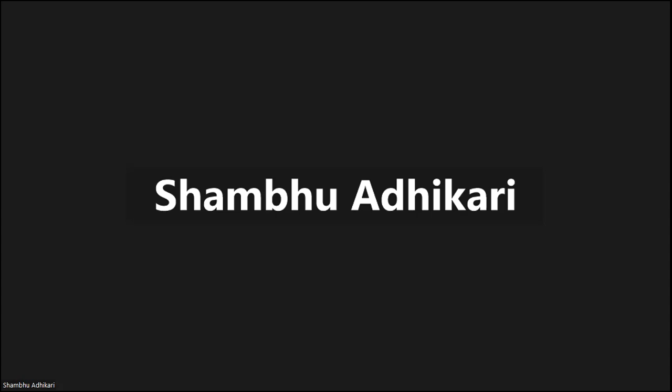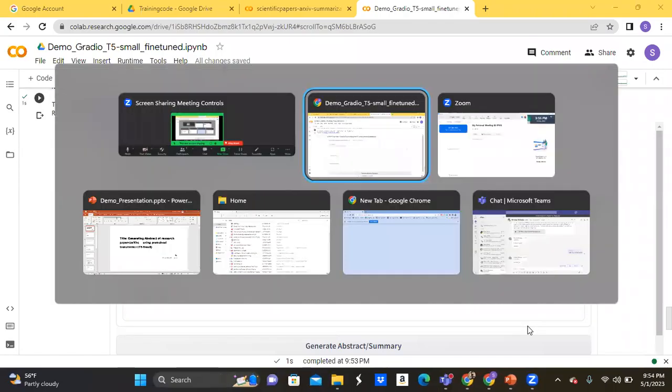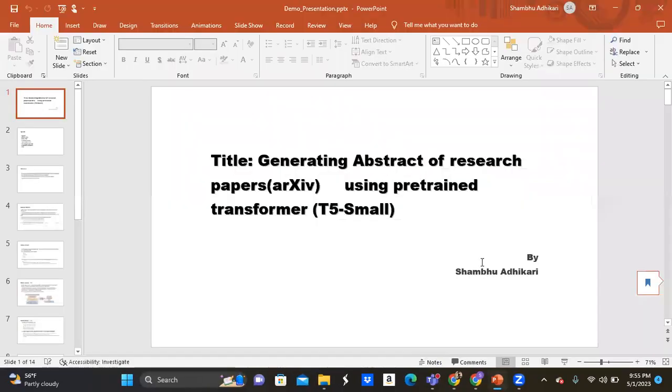So today I'm going to present one of my natural language processing projects, which I have done under Professor Vahid. The title of my project is generating abstracts of research papers, arXiv, using a pre-trained transformer T5 small model. That's a transformer type.